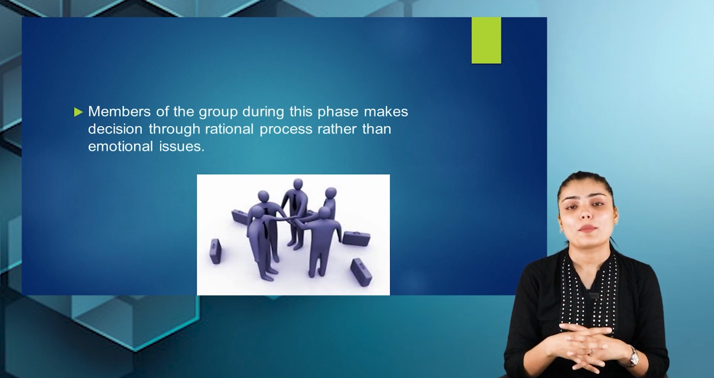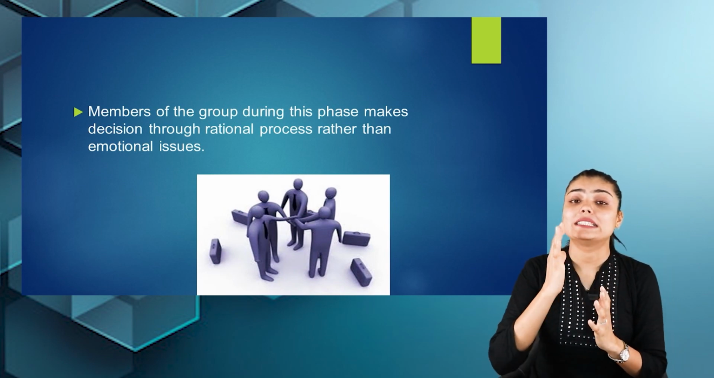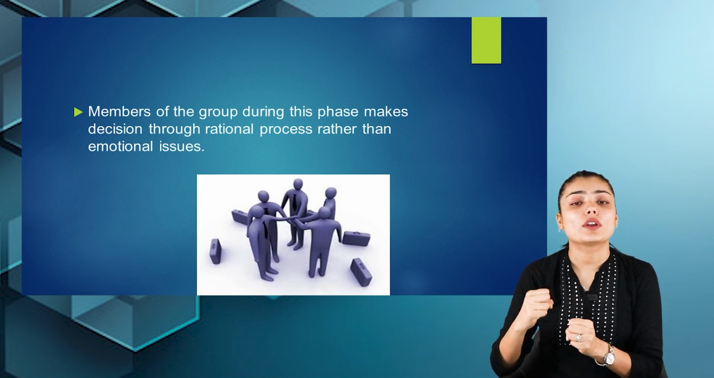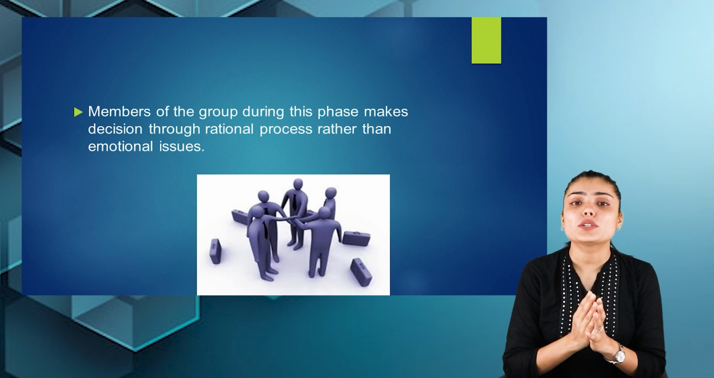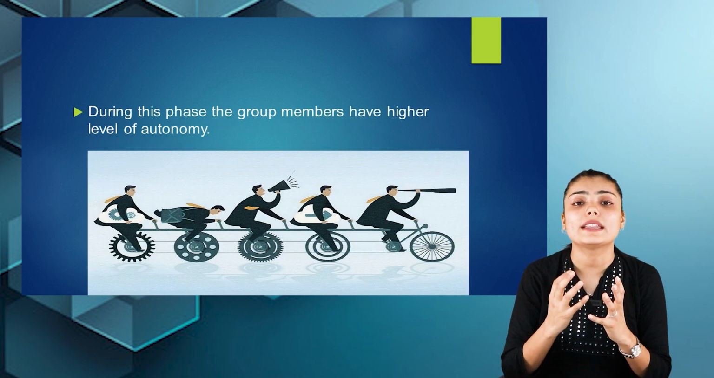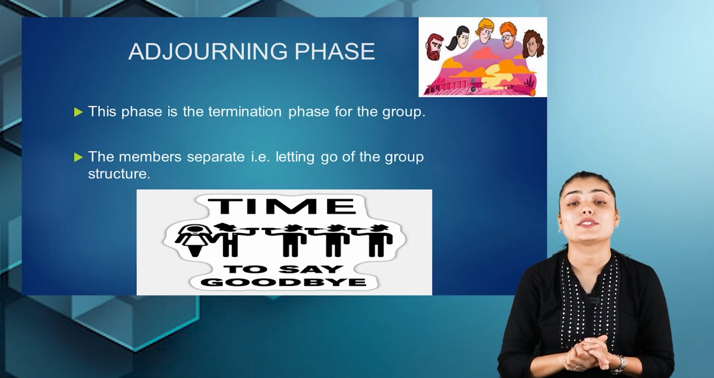Now, during the performing phase, members of the group make decisions by thinking rationally. Instead of focusing on emotional issues, they shift their focus to the goal that they need to achieve and how they can work efficiently as a team to achieve that particular goal. Now, once the performing phase is done, we move on to the next phase, that is the adjourning phase.